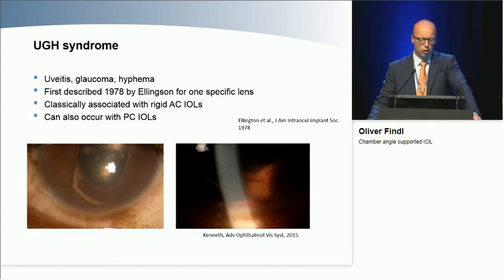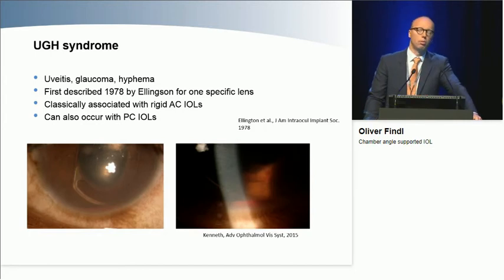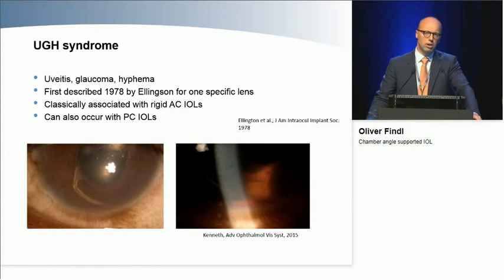And then uveitis, glaucoma, hyphema syndrome has been first described in the late 70s, actually for one specific ACIOL type, and has been seen obviously with other ACIOL types. But you can also see it with posterior chamber positioned lenses, especially if they're in-out. That means one haptic is in the capsule and the other one is out in the sulcus. Then that often can cause UGH syndrome.